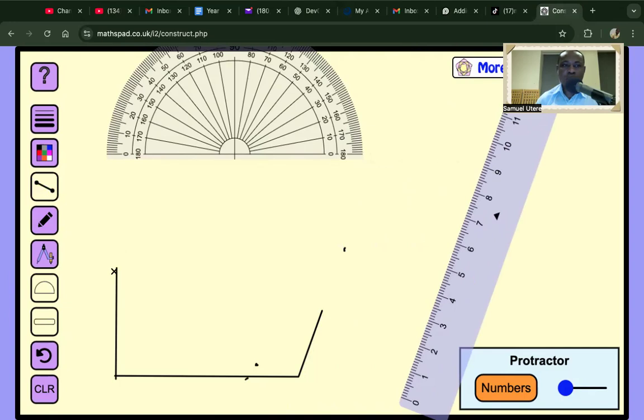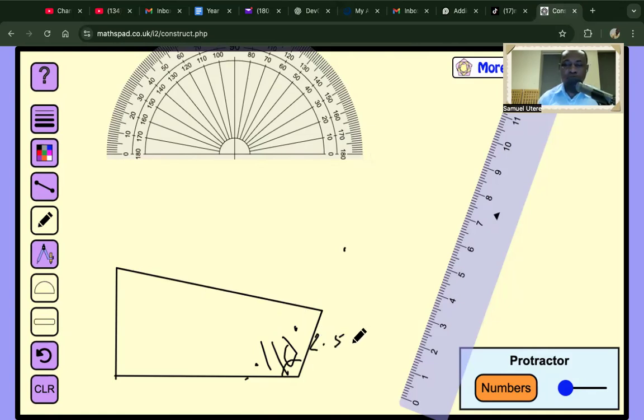Next thing, I'll use a line segment to join that point. So now you can label your points. You can label the diagram. So that will be 110 degrees. I'm trying to write with a mouse, which is a bit challenging.